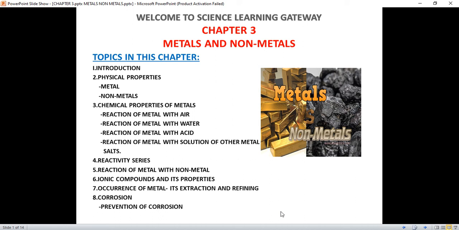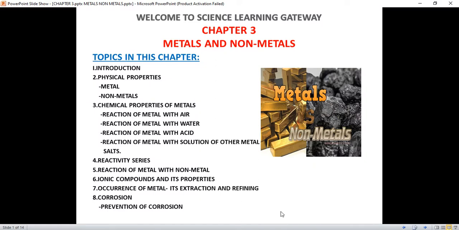Today we will start class 10th Science NCERT chapter number 3, Metals and Non-Metals. This chapter is also from chemistry and it will carry nearly 5 to 6 marks for your board exam. So it is a very important chapter from your exam point of view, and it is scoring too. Now let's have a quick look at the topics which we have to study in this chapter.